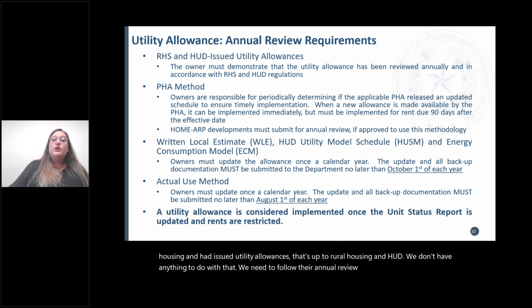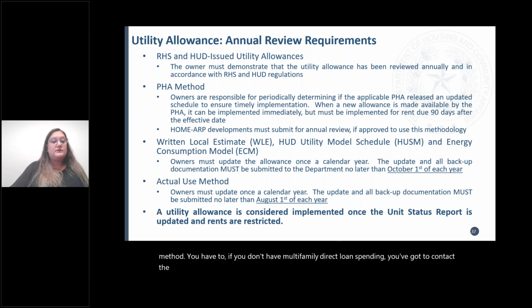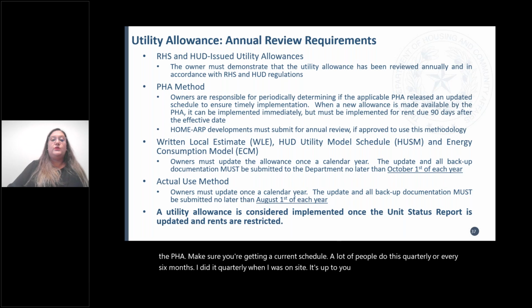For the PHA method, if you don't have multifamily direct loan funding, you've got to contact the PHA, make sure you're getting a current schedule. A lot of people do this quarterly or every 6 months. I did it quarterly when I was on site. It's up to you, but have a process in place that's more than once a year.